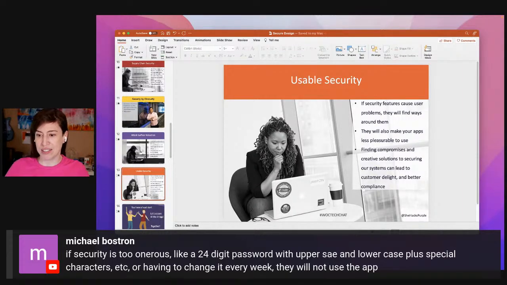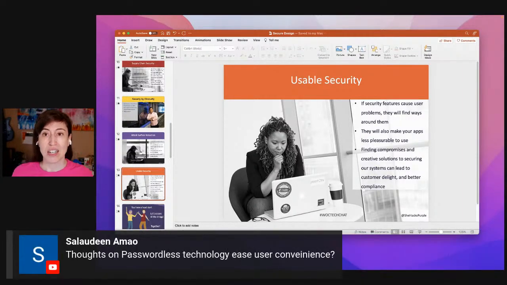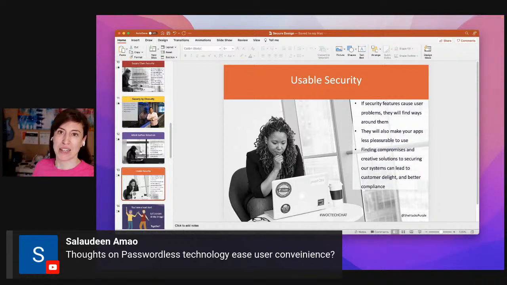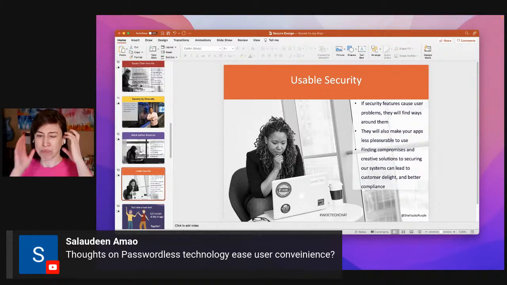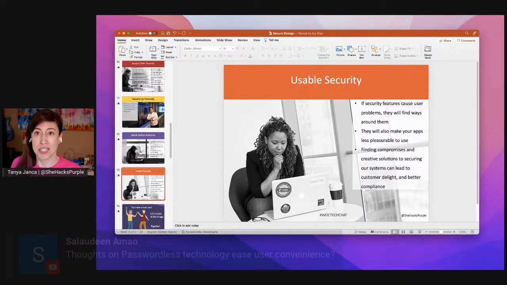Thoughts on passwordless technology to ease user convenience? So I dream of the day, Soladine, I hope I said your name right, I dream of the day where we do passwordless. It's going to be awesome. My phone unlocks with my face, and if I'm not wearing a mask, that works. I have done lots of things where you use your fingerprint. I'm not willing to give my fingerprint to other people, but on my own personal device, kept on there, I'm cool with that. The passwordless stuff is brilliant.